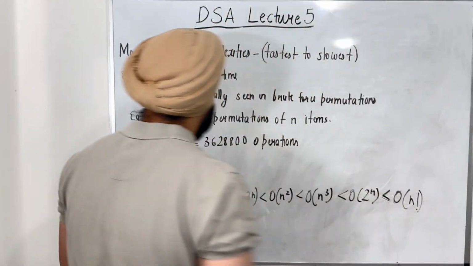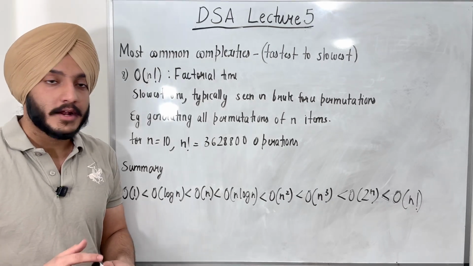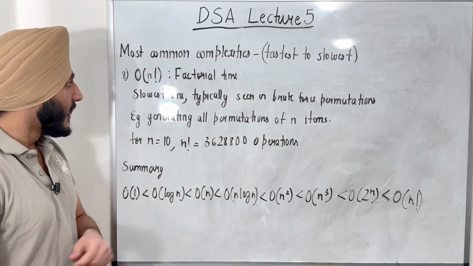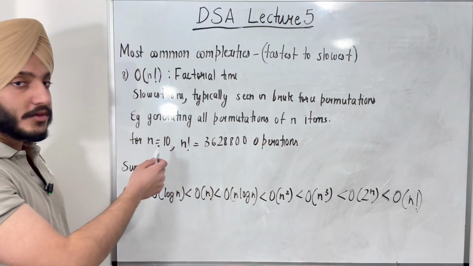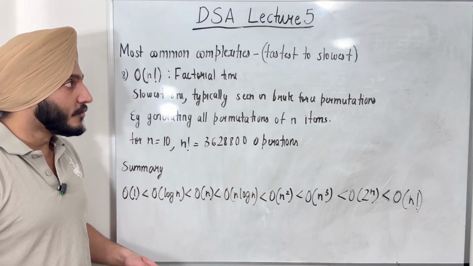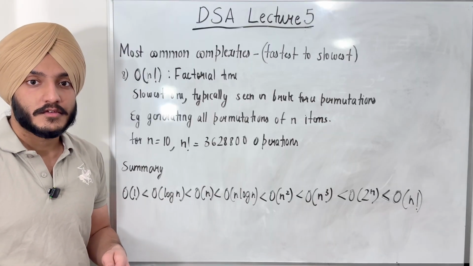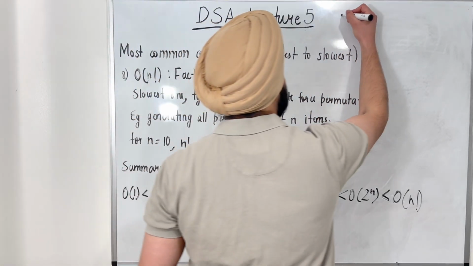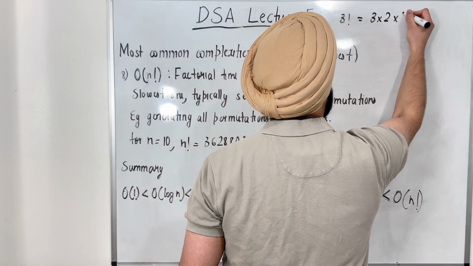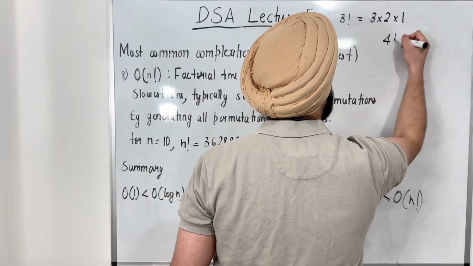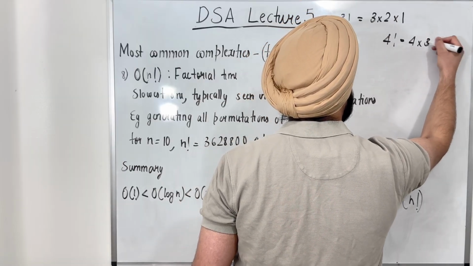Okay, now let's try to understand the last one, which is the slowest one, and it is factorial time. It is typically seen in brute force permutations. We're talking about n factorial time. Just to give you a quick overview of what factorial is: 3 factorial means 3 multiplied by 2 multiplied by 1, and 4 factorial would be 4 into 3 into 2 into 1.